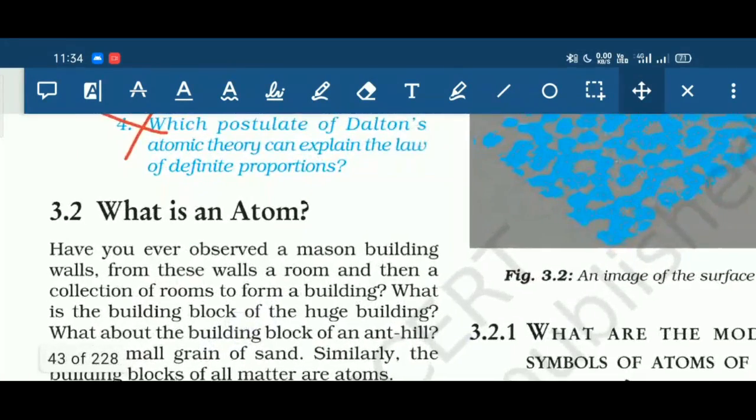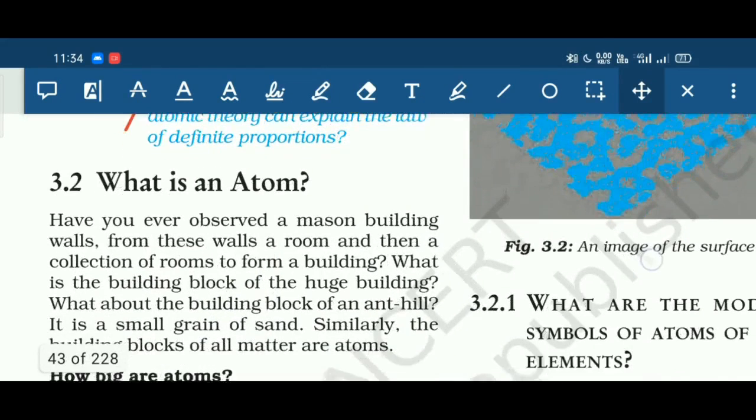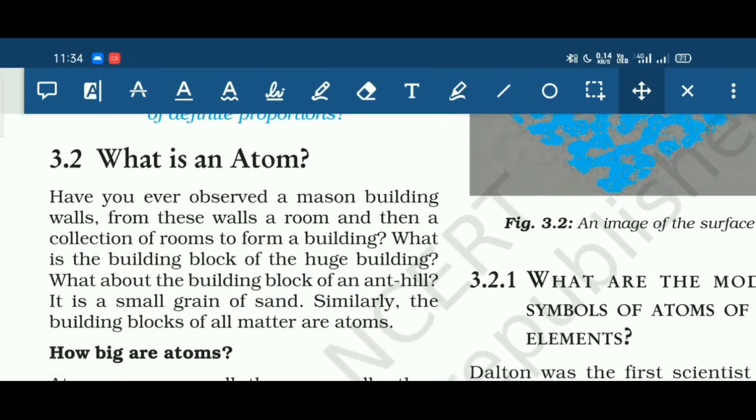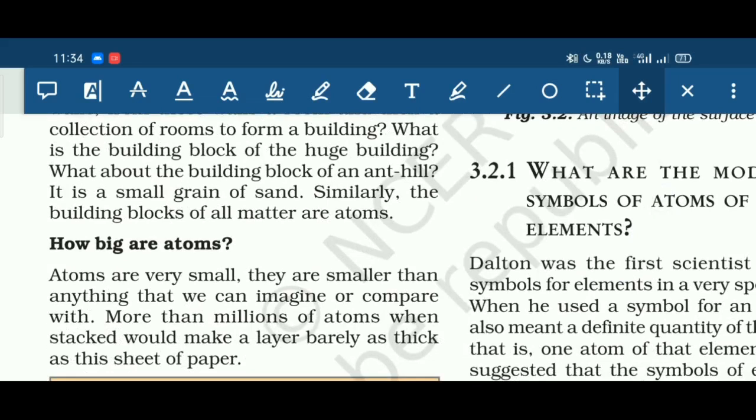Topic 3.2. What is an atom? Students, as already studied, an atom is the smallest particle of a matter. How big are atoms? These atoms are very small in size. In fact, they are so small that we cannot even imagine or compare them with anything.